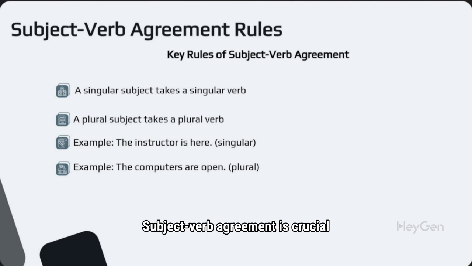Subject-verb agreement is crucial for clarity. A singular subject requires a singular verb, as in, "The instructor is here." Conversely, a plural subject needs a plural verb, like, "The computers are open." Ensuring this agreement helps maintain grammatical accuracy and prevents confusion in sentence structure.